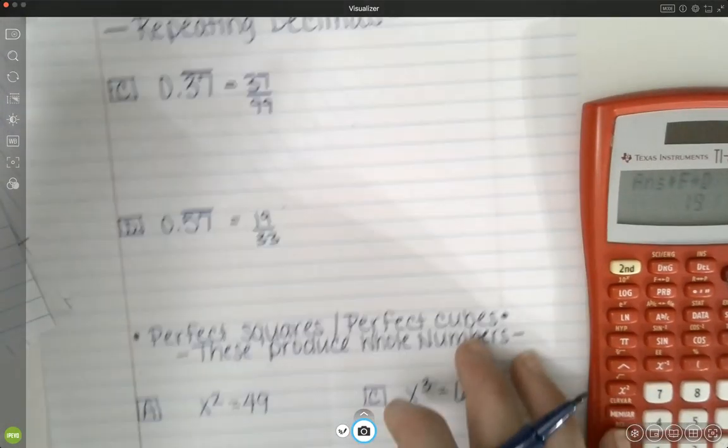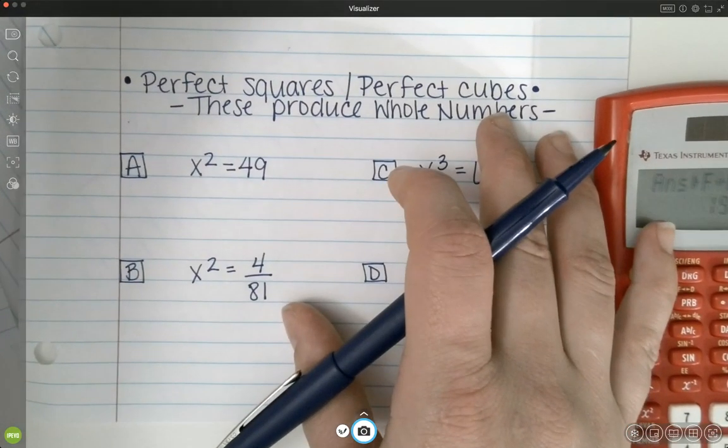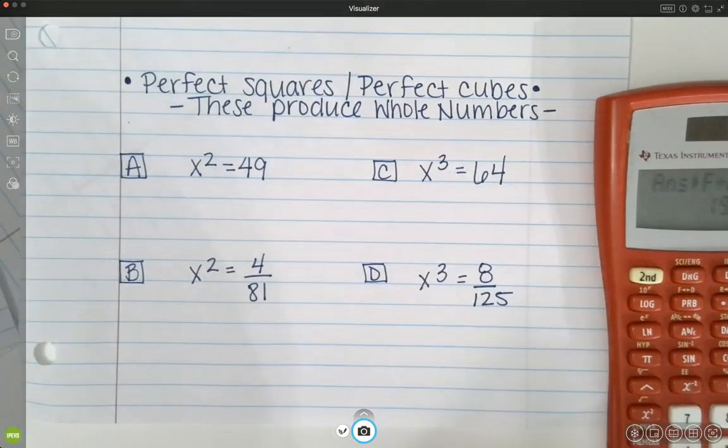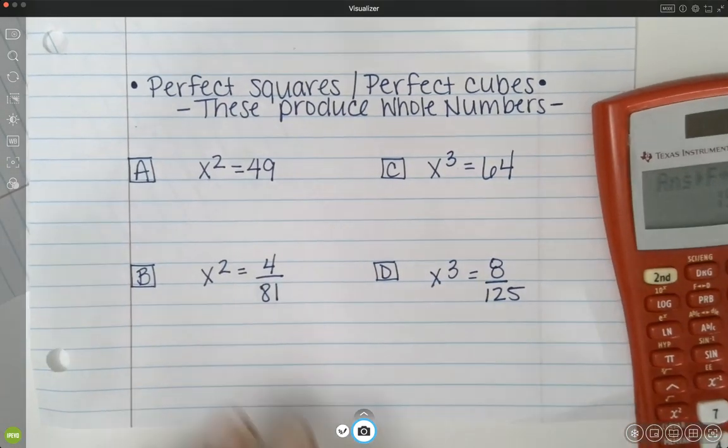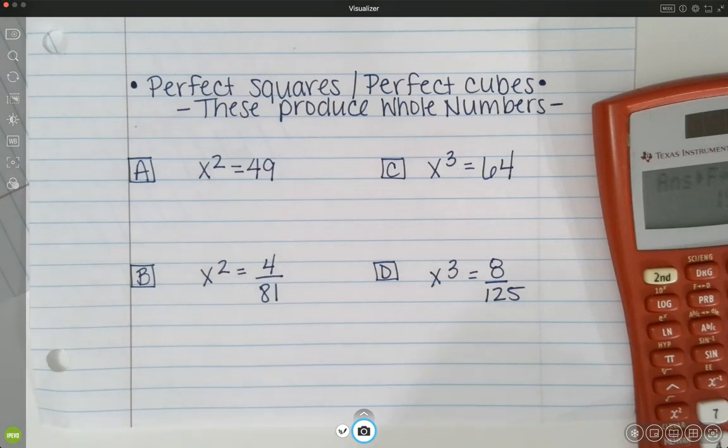So our focus is on perfect squares and perfect cubes because these produce whole numbers. So it's a lot easier when you see 5 and you see 8 and you see 6. You're like, oh, look, that's a natural number. But perfect squares are a little bit more difficult. So we need to make sure we understand how to work with these properly.